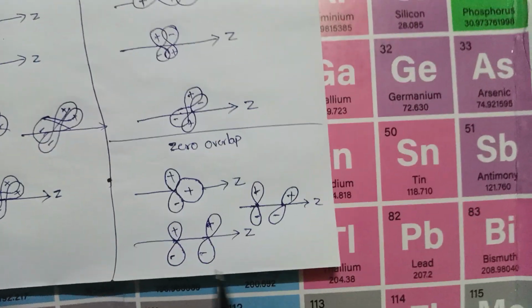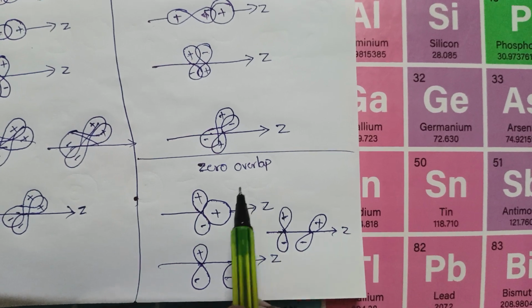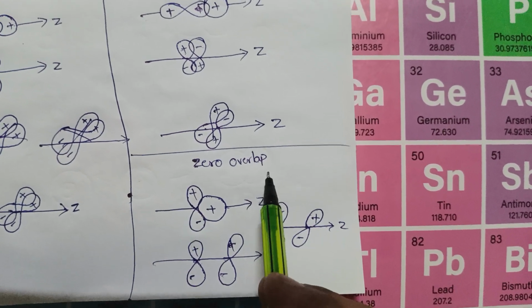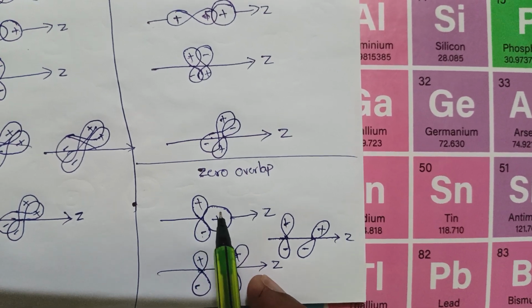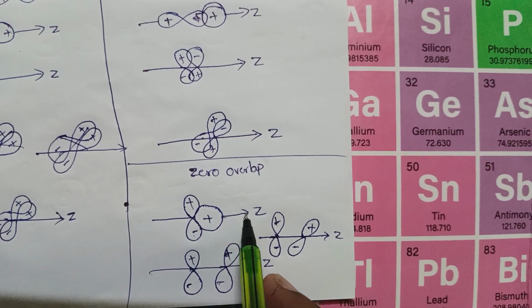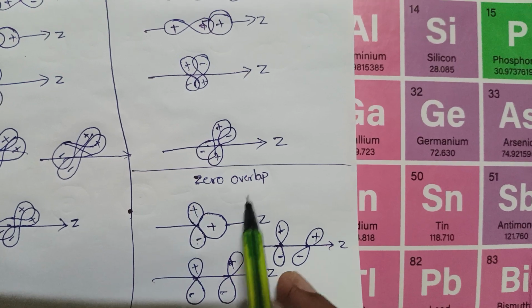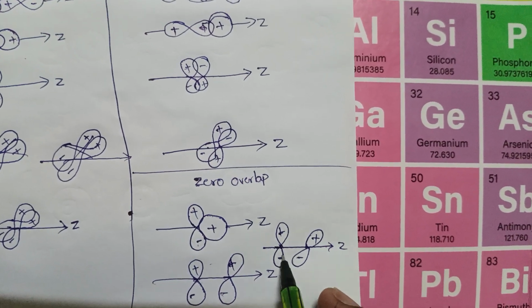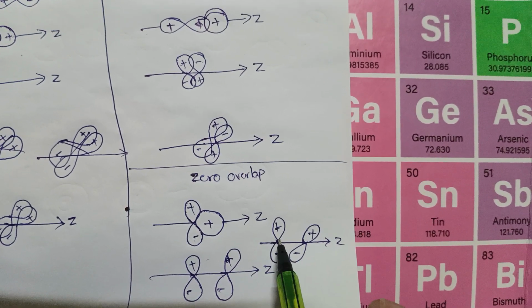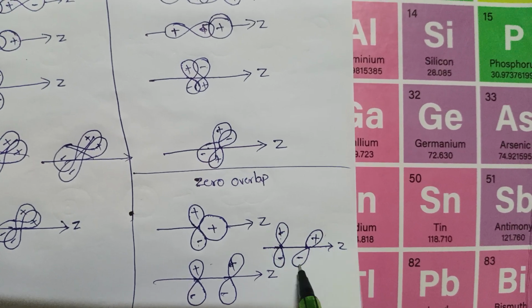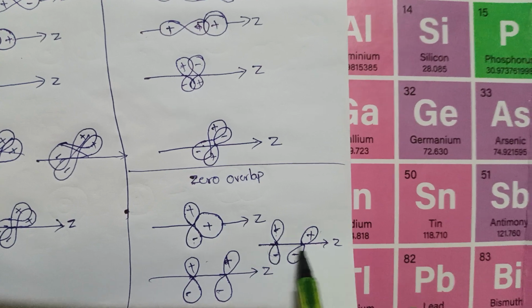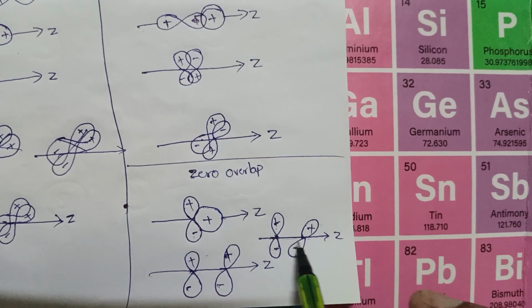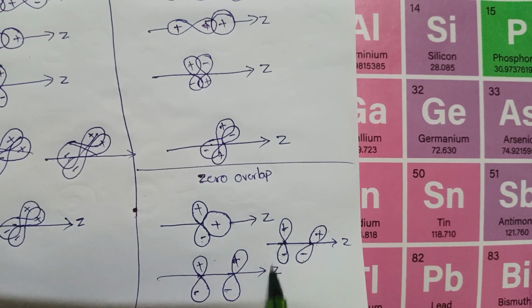But coming to zero overlap or non-bonding, it forms no bond. Zero overlap means if we take one orbital, it is in one direction. This s orbital is in one direction. It is zero overlap. If we take this overlap, this is in the x direction and this is in the y direction. It is called zero overlap.